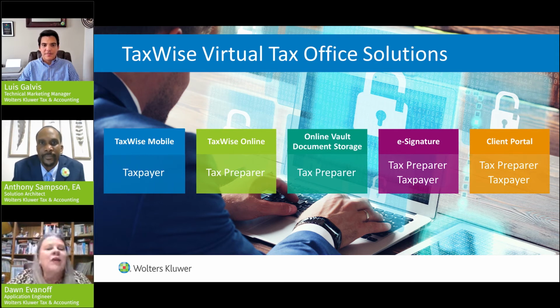And then we have the online vault document storage. So again, where are those documents going to be so whoever's going to do the return can see them? They upload those documents, whether you're doing it through TaxWise Mobile, if it's a taxpayer uploading the documents, or if you have a drop-off site where you just have one person there, they can upload those documents into Vault right in TaxWise Online as well. Then, of course, we need taxpayer signatures once we're done. So that's where the e-signature component comes in, both for the tax preparer and the taxpayer.